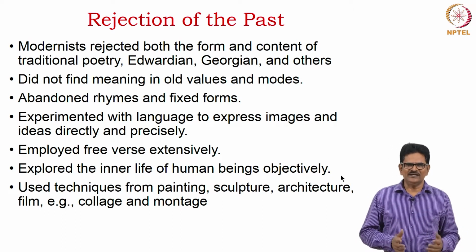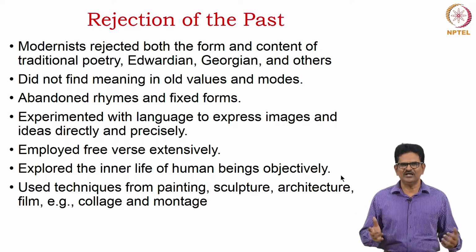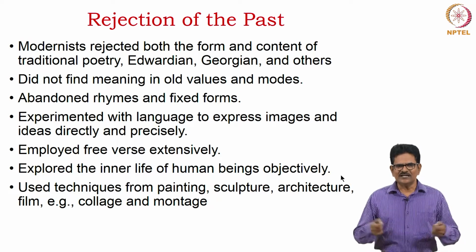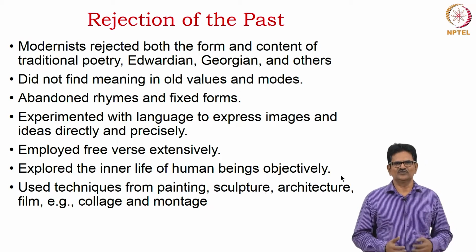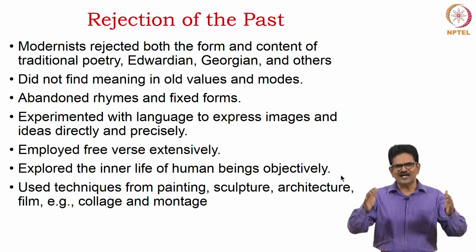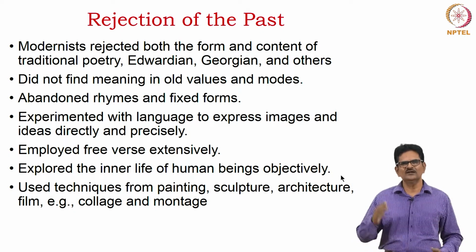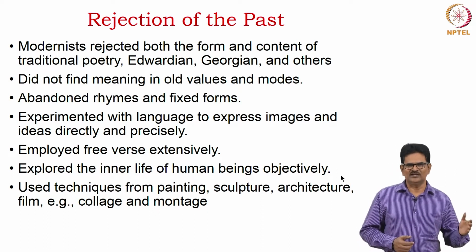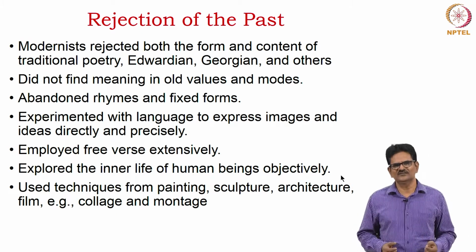They also abandoned rhymes and fixed forms which were available at that time. They experimented with language to express images and ideas directly and precisely. They employed free verse extensively. They also explored the inner life of human beings as subjectively as they could. They used techniques from other arts like painting, sculpture, architecture, even film. Two techniques are very commonly used in this kind of modernist poetry. One is collage and another is montage. Montage from film and collage from various kinds of arts.